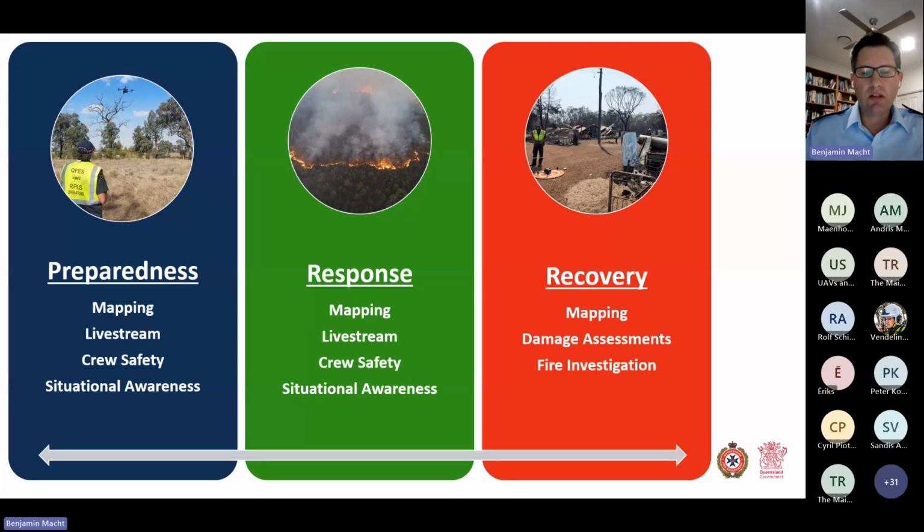We can document this, we can map this, and feed this into our situational awareness tool that every staff member here within Queensland Fire Department has access to. And it's also a great tool for our fire investigators to have that footage, have that documentation of the certain incident that they can then base their investigation on and work with the data that we have provided them.